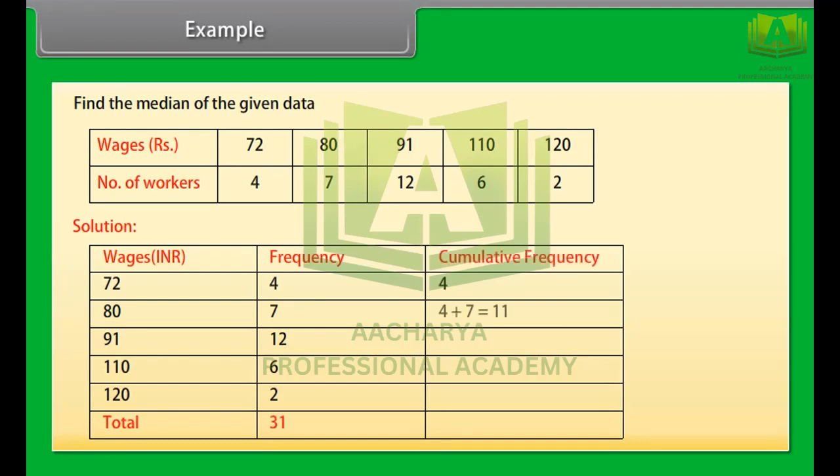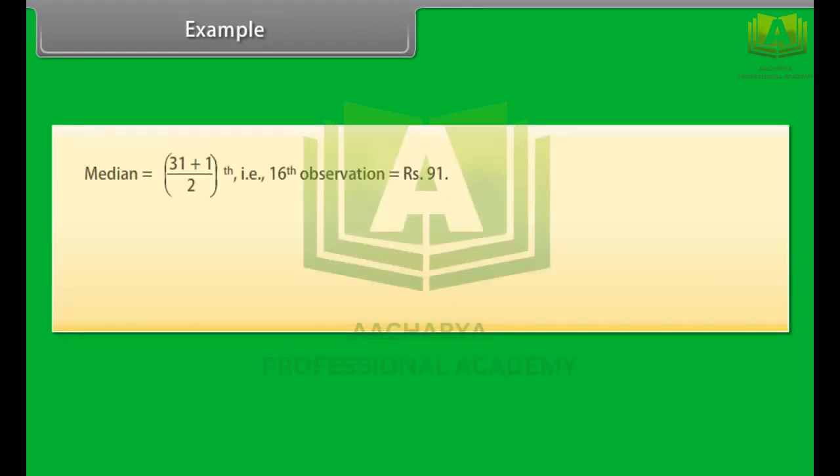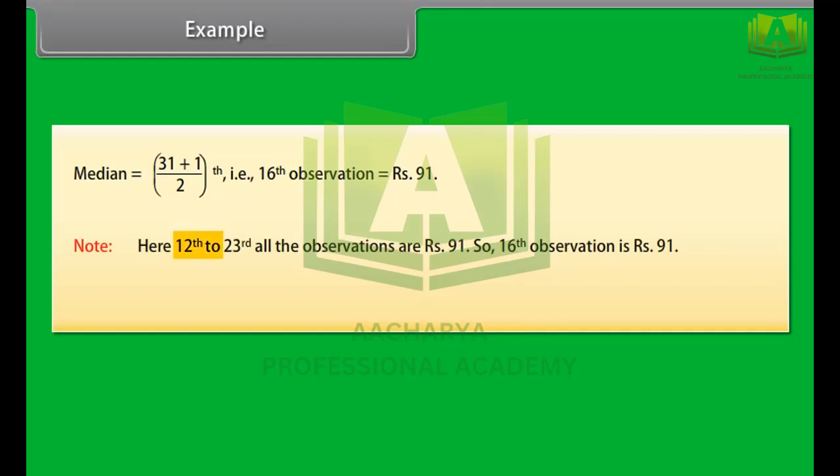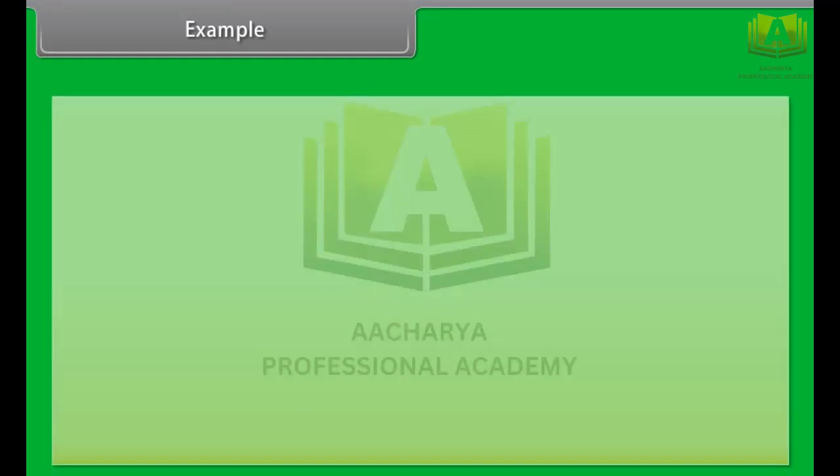In the third column, we have found the cumulative frequency for each wage by adding the previous frequency to the current frequency. After that, we have found the median, which is the (31 plus 1) by 2th, that is, 16th observation, which equals rupees 91. Here 12th to 23rd, all the observations are rupees 91, so the 16th observation is rupees 91.